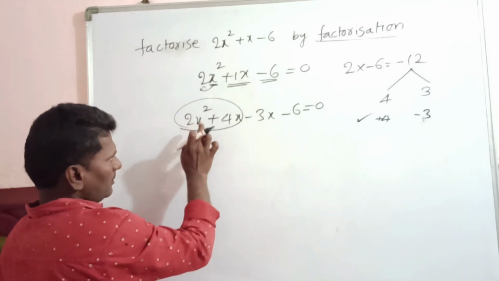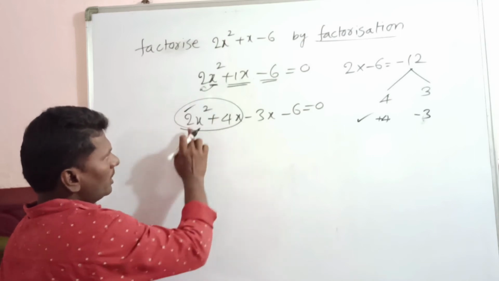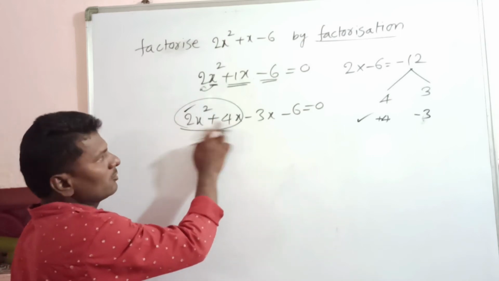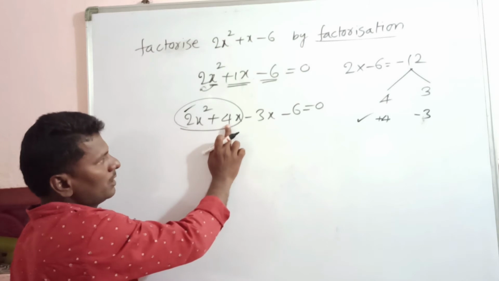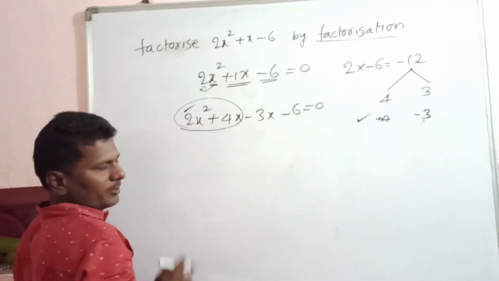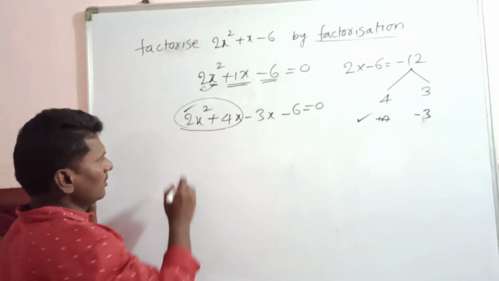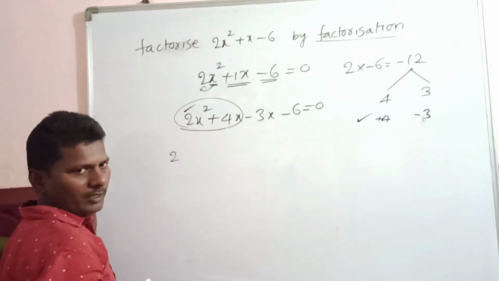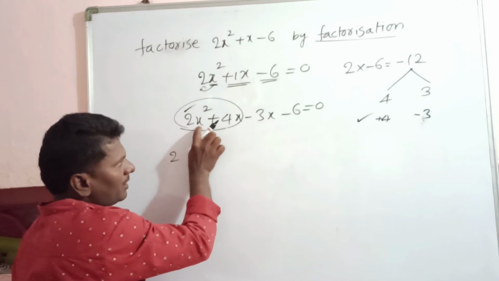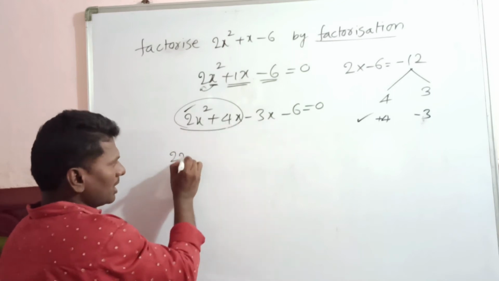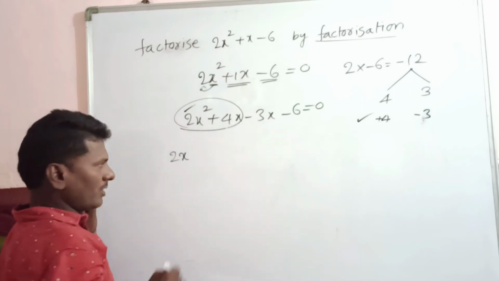Now take x. 2 and 4 are divisible by 2, and x also we can take as common. So I am taking 2 as common factor. Here also x is present, here also x is present, so x also is taken as common factor.